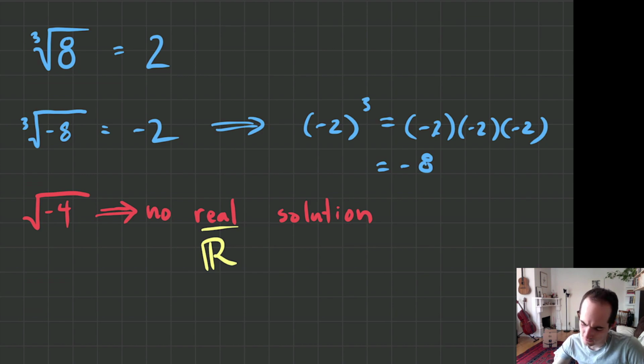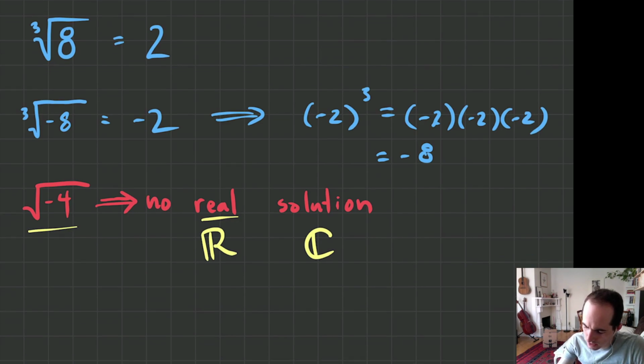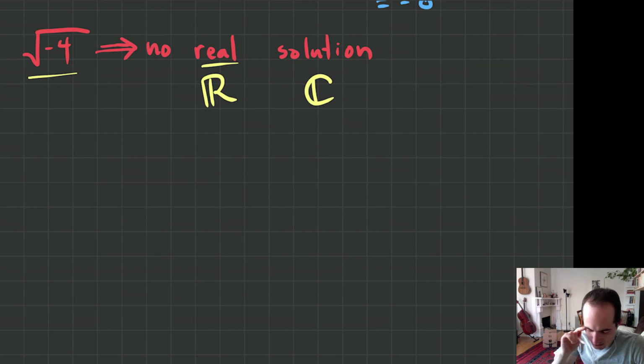Maybe later on, if you decide to go to university and study math, you might learn about the set of complex numbers, which we denote with this fancy C, in which case you'd learn that this actually does have a solution, but it's a complex number. The solution to this one would actually be 2 times i, where i is what we call the imaginary number. Okay, a couple more examples just to clear up some misconceptions.